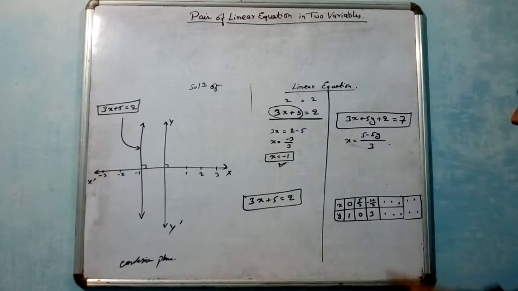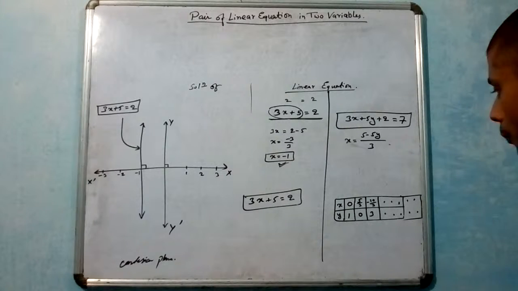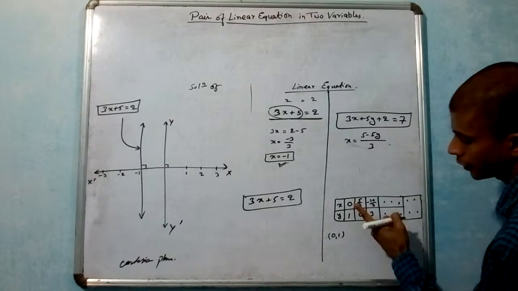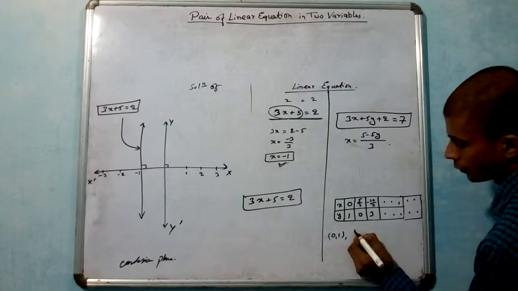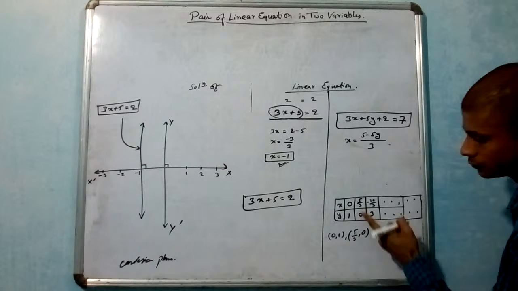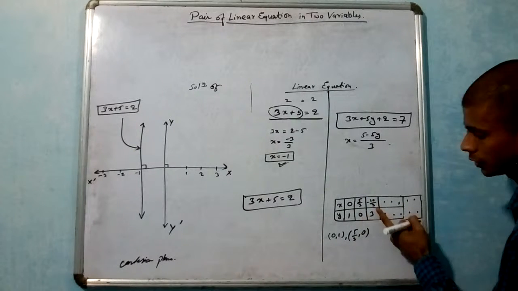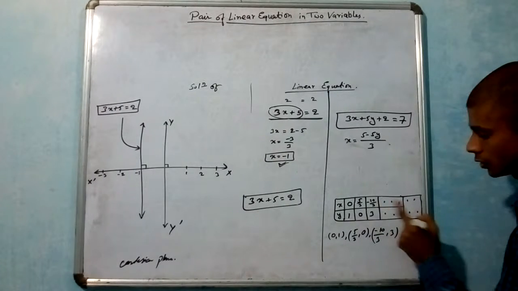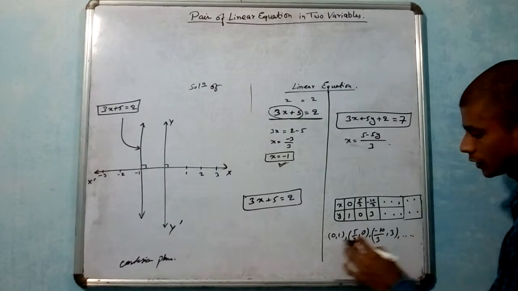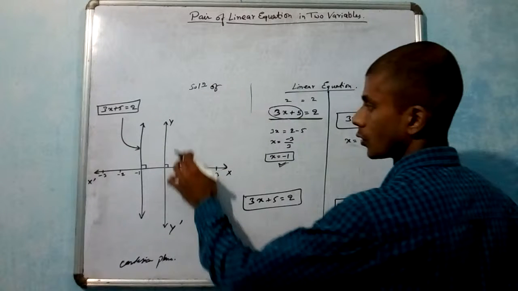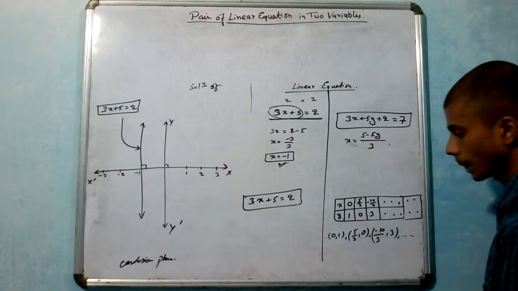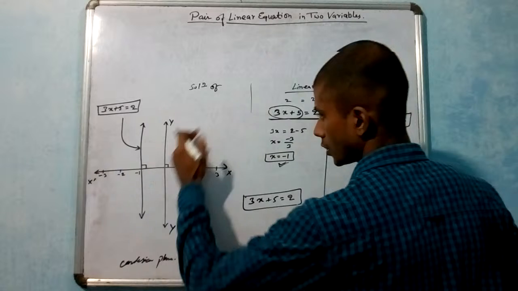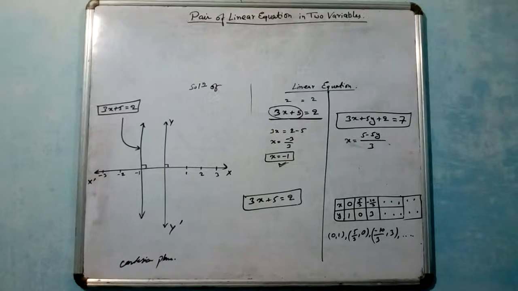So how can we get that line? We have to substitute, we have to plot, we have to mark the points. First point: 0, 1, x, y. Then the second point: 5/3, 0. Then the third: -10/3, 3, and so on. Any 3 points you present here, x coordinate, y coordinate, you know how to locate the points. If we get the points here, then joining the 3 points we will get our straight line.